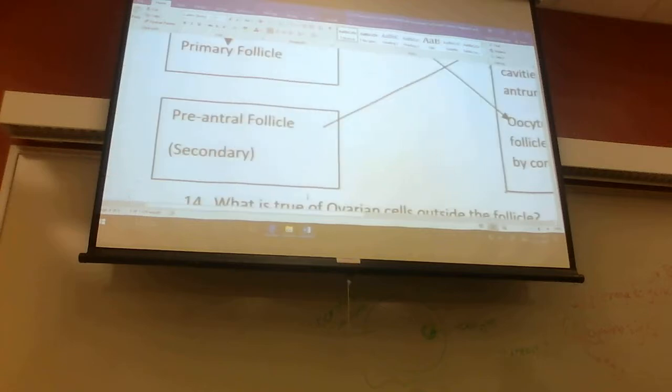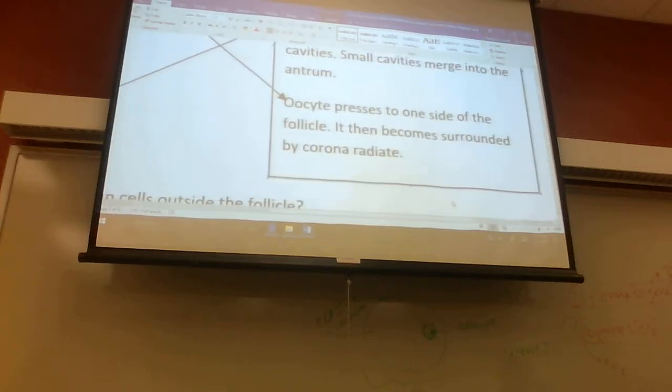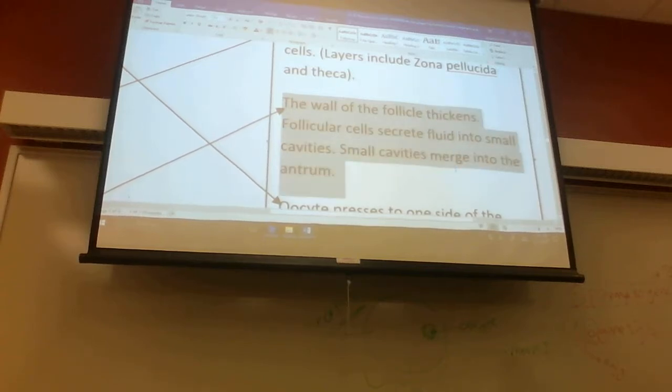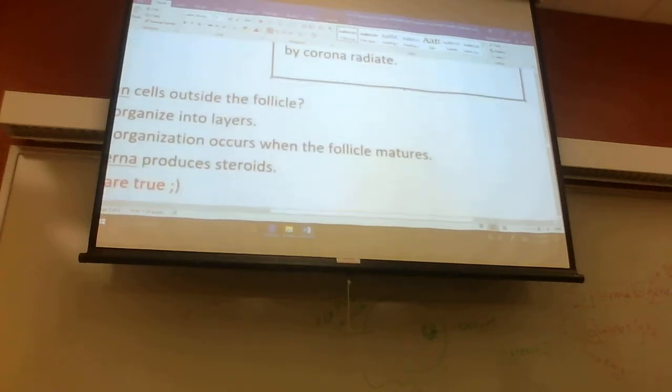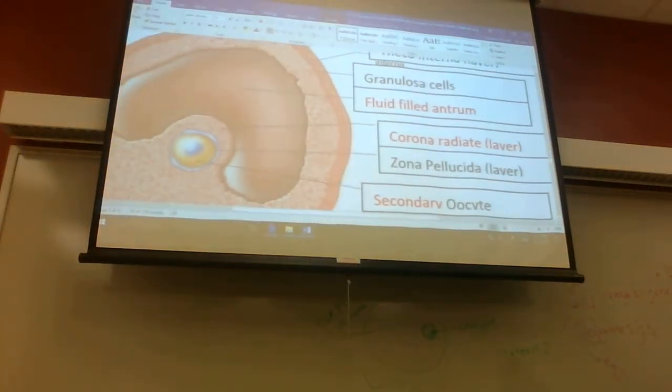The next one we have, and I'll just leave it zoomed in, is this pre-antral follicle, also known as the secondary. During the secondary follicular maturation, the walls of the follicle thicken. Follicular cells secrete fluid into small cavities. Small cavities merge into the antrum. So the antrum, where the fluid is collecting, is this portion right here. So that's full of fluid.